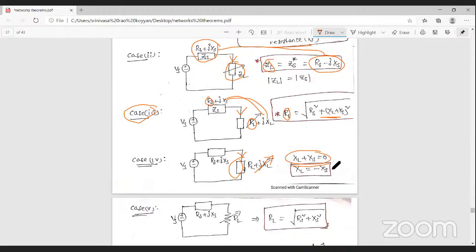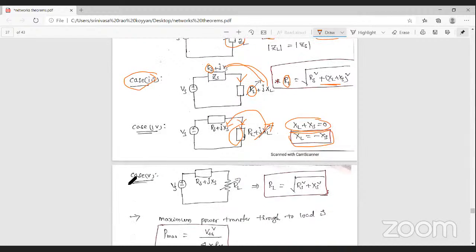That is XL is equal to minus XC. This XL is equal to this negative term of XC. Okay, next, case 5. If the load is a resistive load but the source is an impedance, then what is the maximum power transfer to this load? What is the value of RL? RL is equal to the root over R square plus X square.